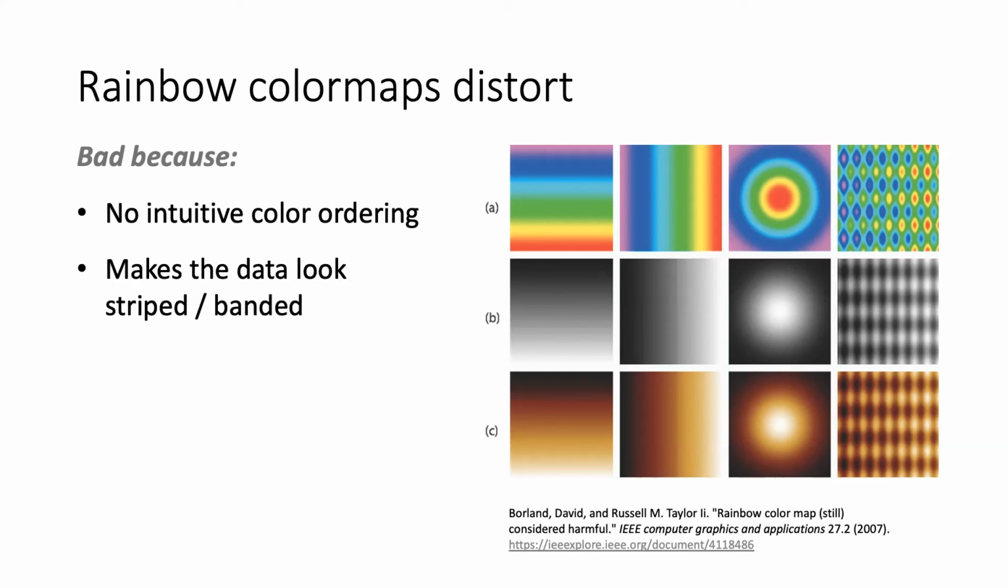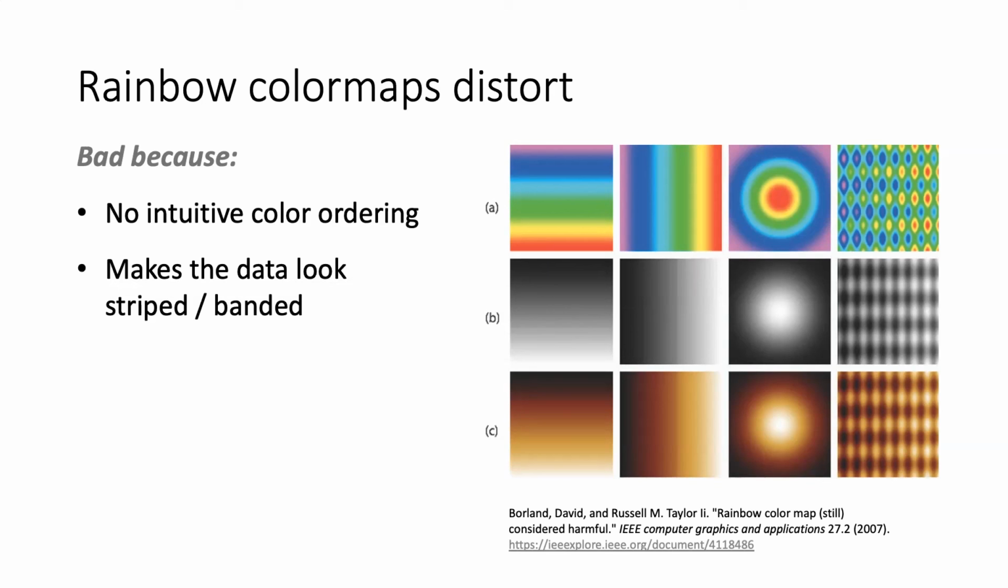The thing that I think is even worse is the fact that the rainbow makes your data look striped. Okay? And the data is not striped, and I think that really changes people's interpretation of what they're seeing, that they see these stripes in the data.